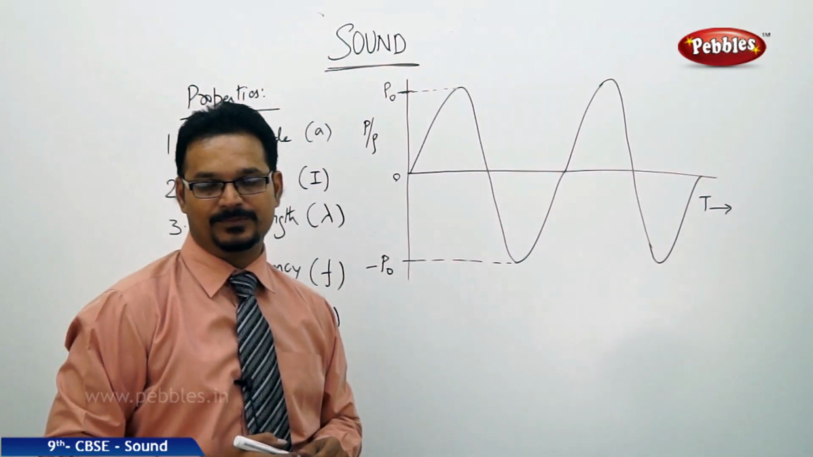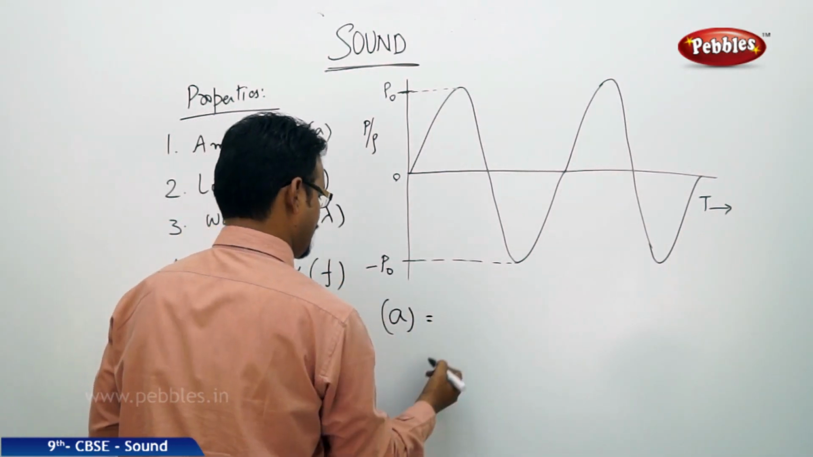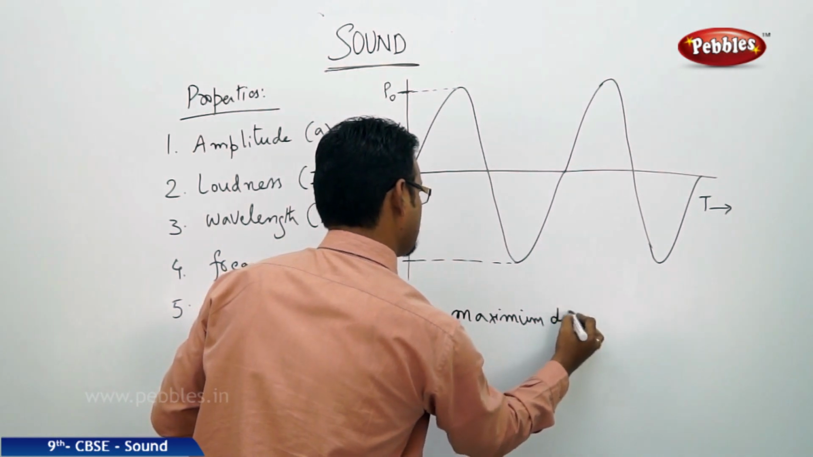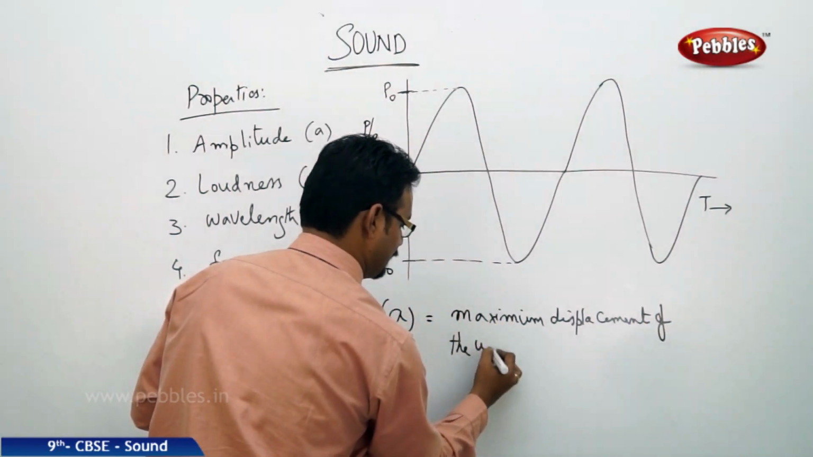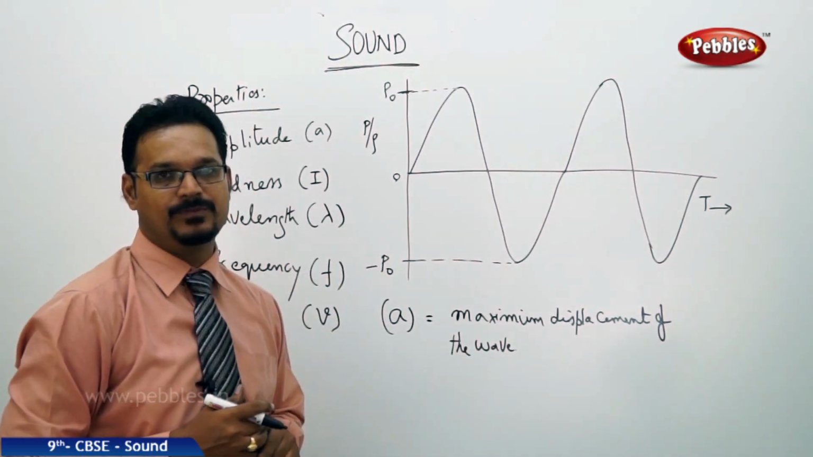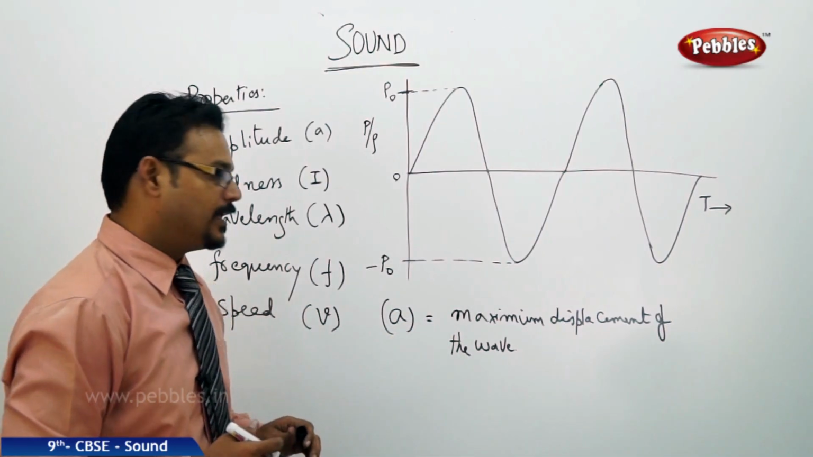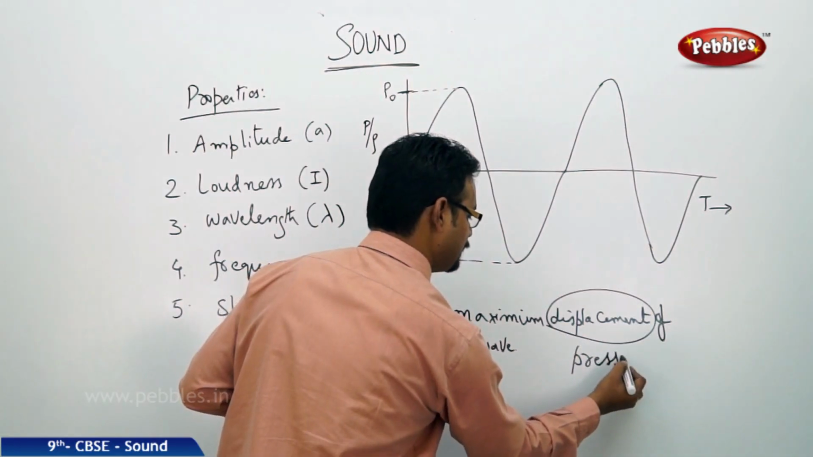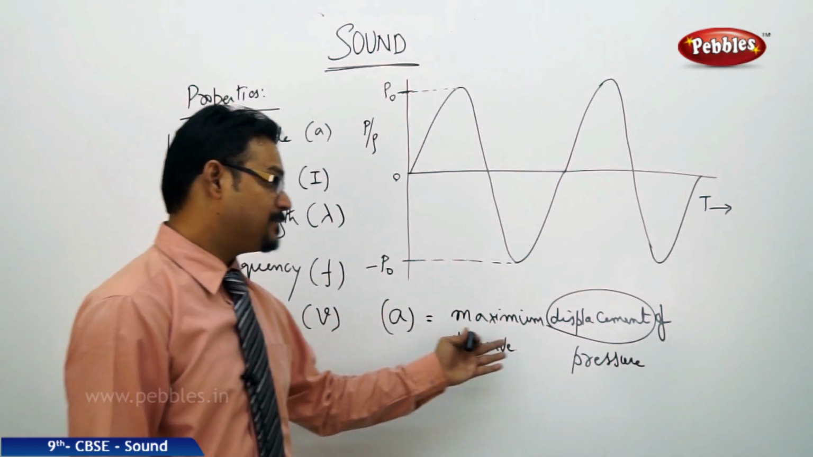Okay, now see what happens. Amplitude. What is amplitude? Amplitude is the maximum displacement of the wave. That's the basic definition of amplitude, and for any wave you can take maximum displacement. Coming to sound, instead of displacement, I replace it with pressure. So amplitude is the maximum pressure of the wave, or the maximum density of the wave.